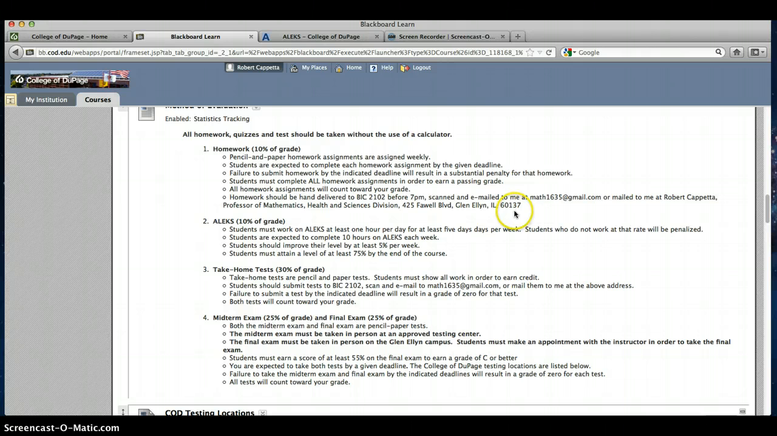So download, print, snail mail it to me. Probably get it in the mail by Friday. That way I have a fairly good chance of having it in my mailbox by Monday or Tuesday at the latest. Okay, each student is going to need to work on ALEKS.